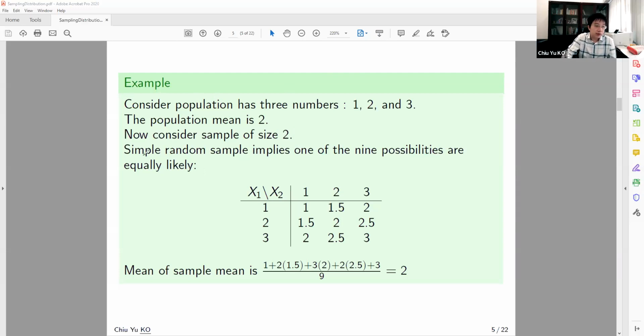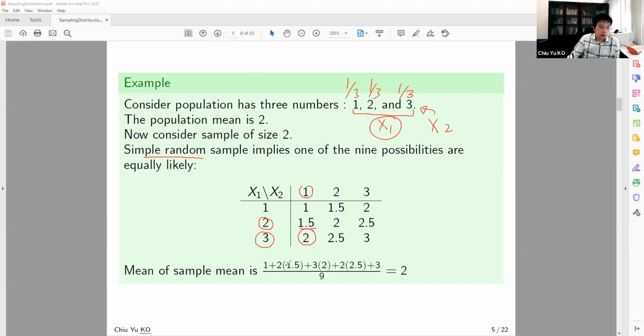A simple random sample means the first one is x1 and the second one is x2. For x1, each value is equally likely: 1/3 is 1, 1/3 is 2, and 1/3 is 3. Same for x2. So if 1 and 1, the mean is 1. If 1 and 2, the mean is 1.5. If 1 and 3, the mean is 2.